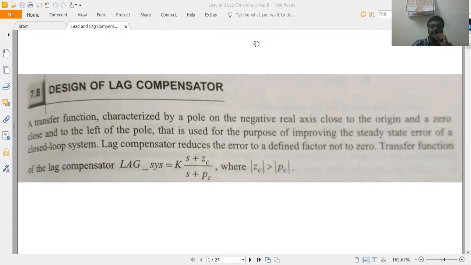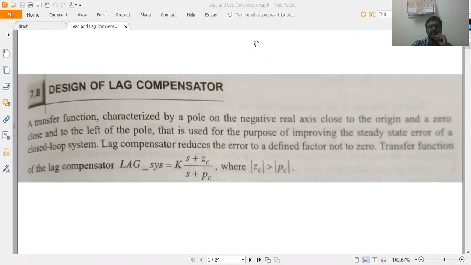A slight modification would be there. If the zero value is more than the pole value, then it is considered a lag. And similarly, if the zero value is less than the pole value, then the system is called a lead compensator. Lead compensator.